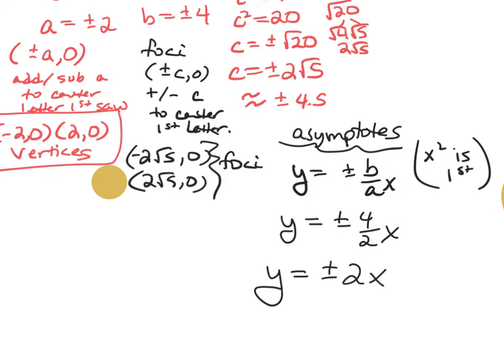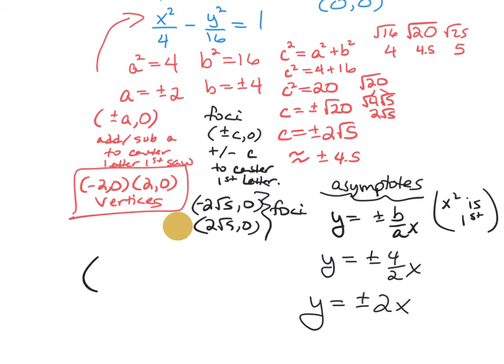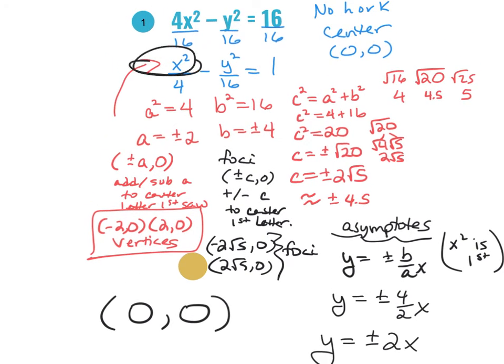Yes? What do you mean with the foci and the vertices when you say to add or subtract C from the first letter? Okay, so my center point was 0, 0. The first letter I see is x squared, so I'm going to be adding a to the x of the center. When it's not at the origin, we're just going to add and subtract C for the focus and add and subtract a for the vertices. And it's actually going to be a number other than a 0. Does that make sense? Yeah.